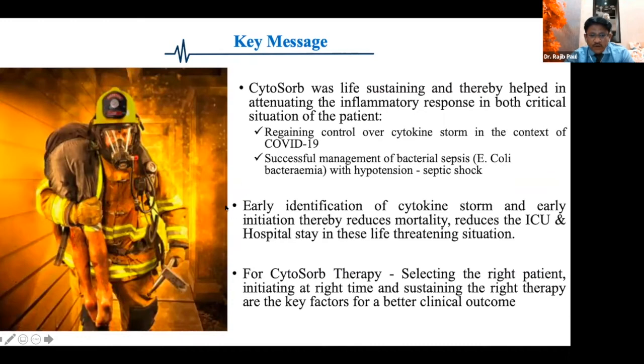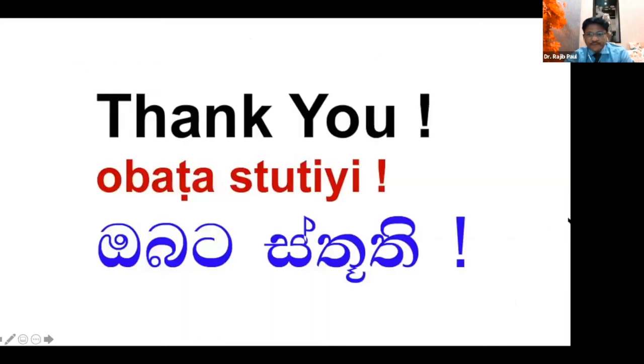So this is where the clinician or the bedside intensivist comes into the picture, to know when the cytokine storm is worsening. That is the time when you initiate Cytosorb or a hemoadsorption device. It is going to be too difficult to salvage the patient if the patient is already in multi-organ dysfunction. Selecting the right patient, the right time, and the right amount of therapy will lead to better clinical outcomes. Thank you.